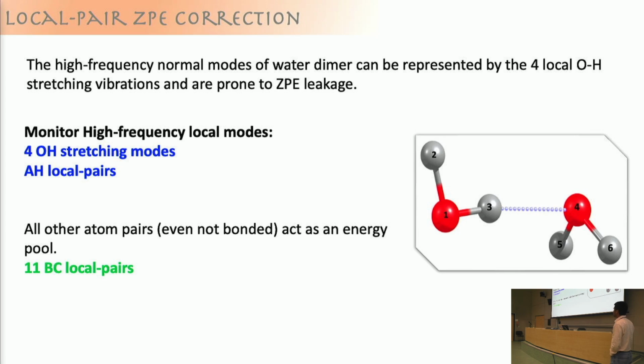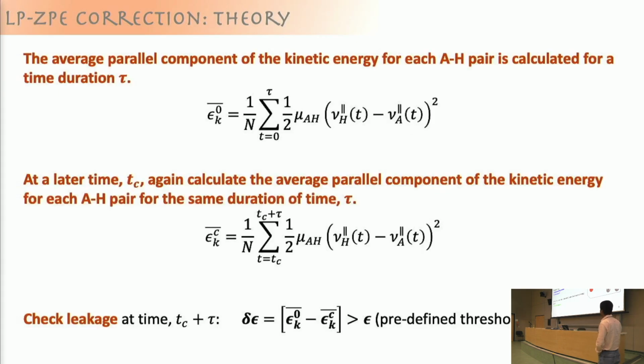And all the other atom pairs, not necessarily bonded, can act as energy donor modes, who construct the energy pool. So we have a total of 11 local pairs. Let's rename them BC. Then at the beginning of the dynamics, you average the parallel component of the kinetic energy for each AH local pair for a certain period of time.